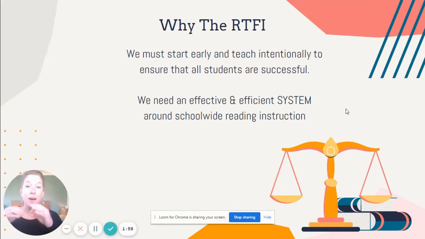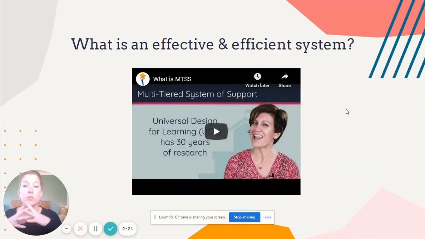Because we don't have this distinct understanding of how to read, we need to start early and very intentionally to ensure that all students have success in reading. And the only way that we can really do that is to make sure that we have an effective and efficient system around school reading instruction. So really, what do we mean when we say an effective and efficient system?